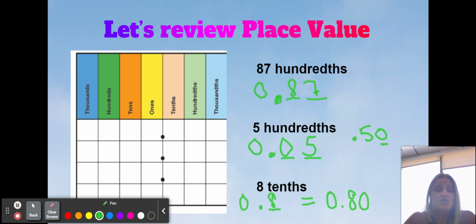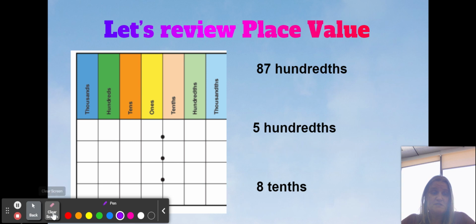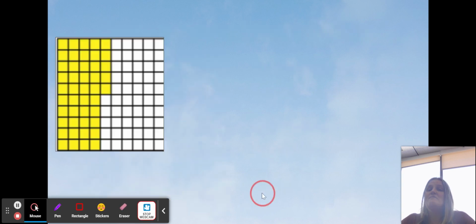Okay. Now, I want to show you something real fast as we move forward. 87 hundredths, by the way, would be worth 87%. 5 hundredths would be worth 5%. And 8 tenths, or 80 hundredths, would be worth 80%. So I'm hoping you're getting the idea of how to move that decimal point as we make our percentages. Okay, let's try another one.